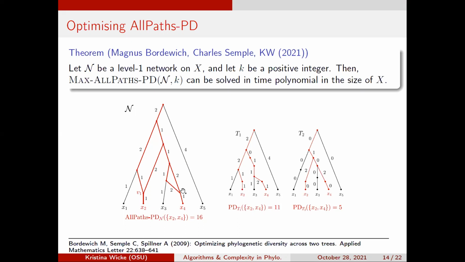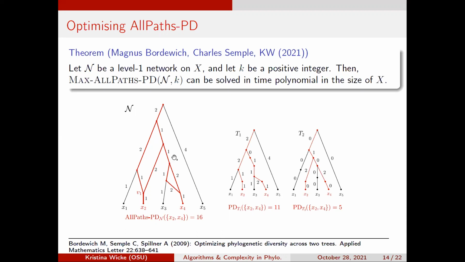And so this implies that our problem of optimizing all-path PD on the network reduces to optimizing phylogenetic diversity across 2 trees. This is a problem that had been studied before by Magnus, Charles, and Andreas Birner, who showed that this can be done in polynomial time for 2 trees. For 3 trees or more, it's NP-hard. Okay, but at least for our all-path PD measure, we have one positive result for level 1.